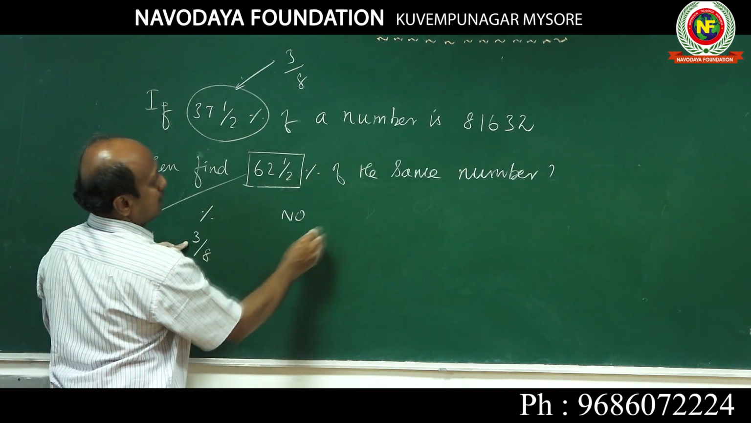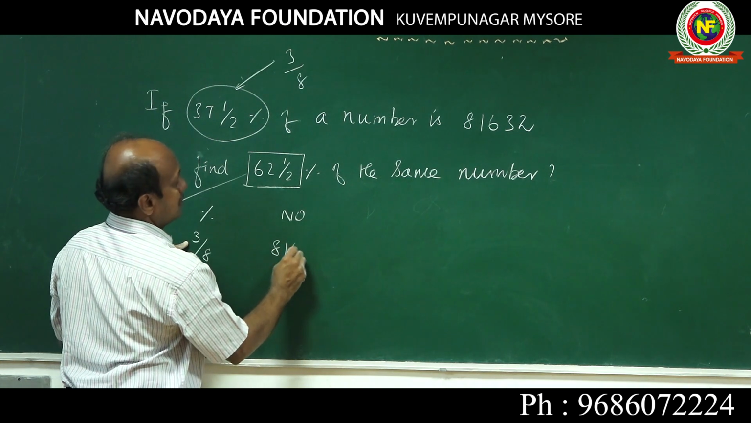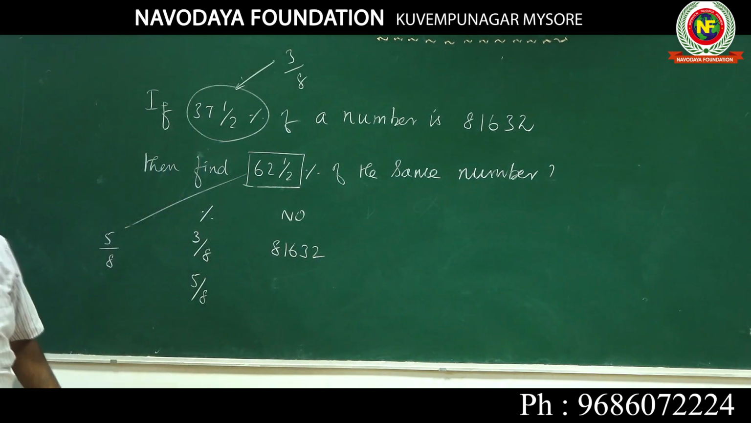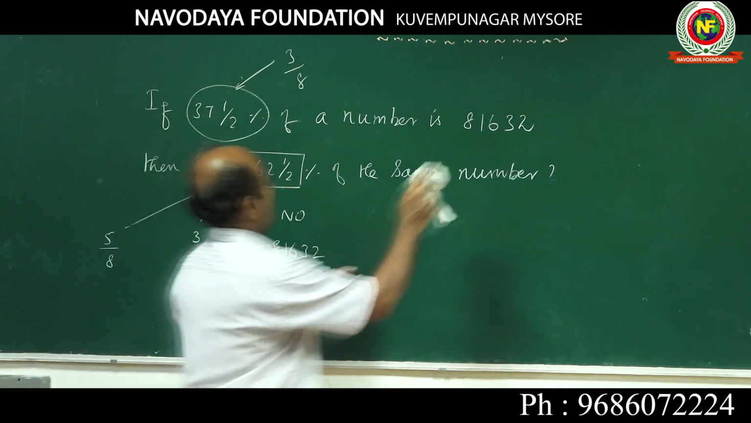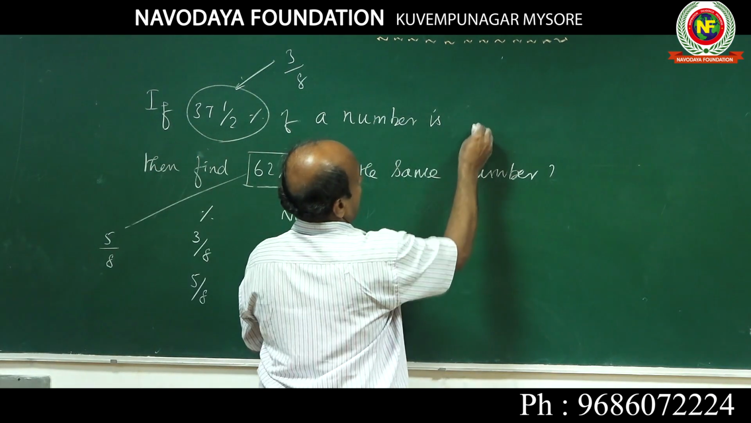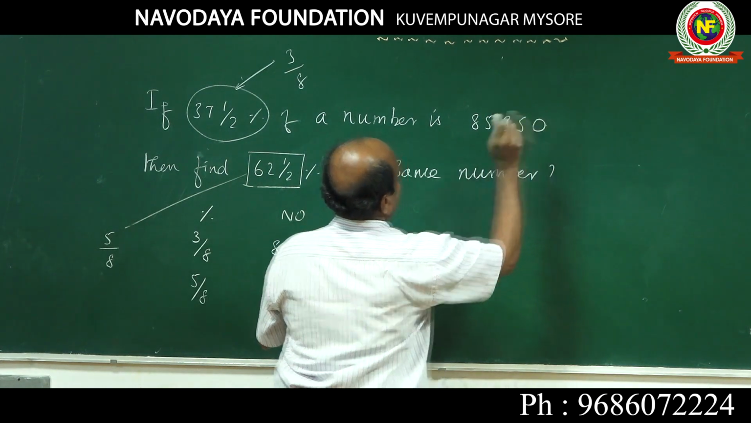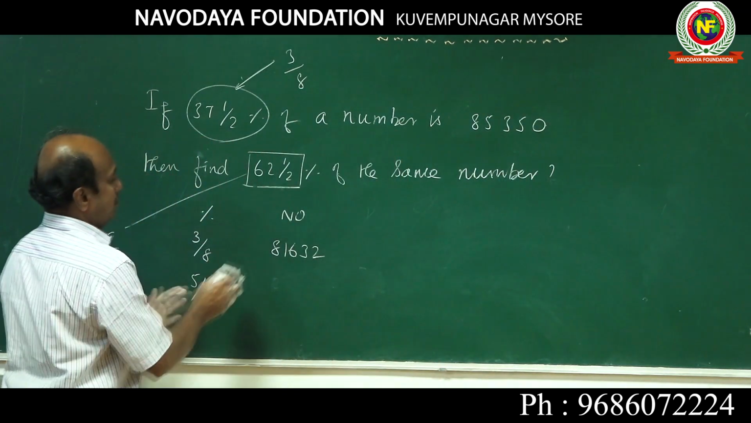3 by 8 represents what number? 81632. Now what we have to find, or we'll take some more convenient number, right? Instead of this, for example, let us take 85350.